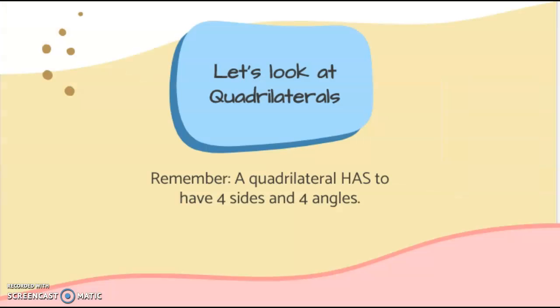Let's get to what our topic, or our teaching point, is for today. We're going to look at some quadrilaterals. Quadrilaterals have to have 4 sides and 4 angles to be a quadrilateral. Now, quadrilaterals are like a family. We're going to learn more about each one and what makes it special.